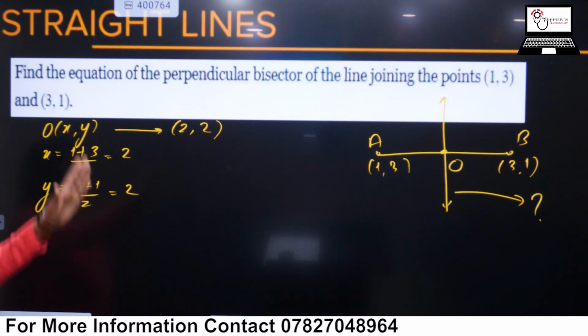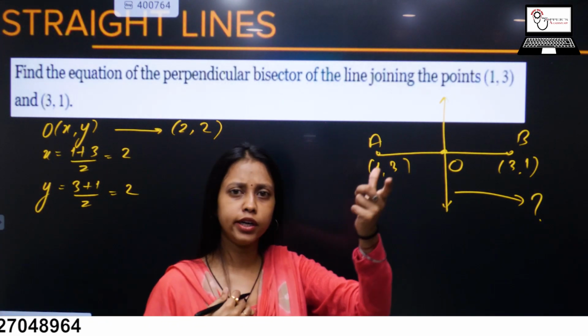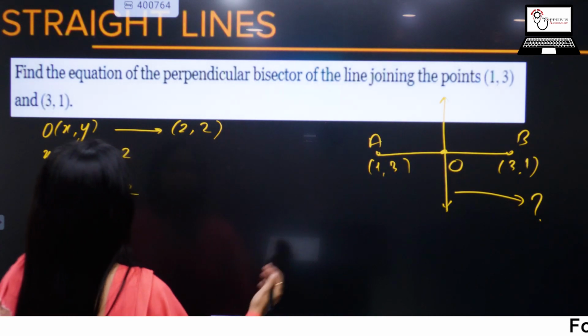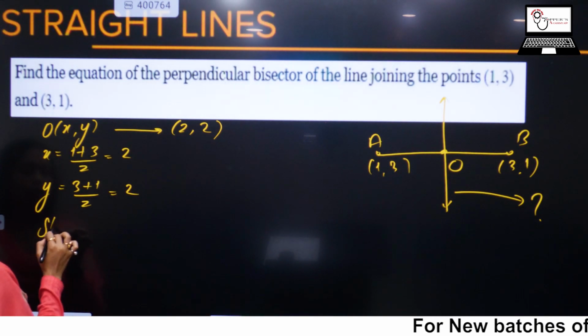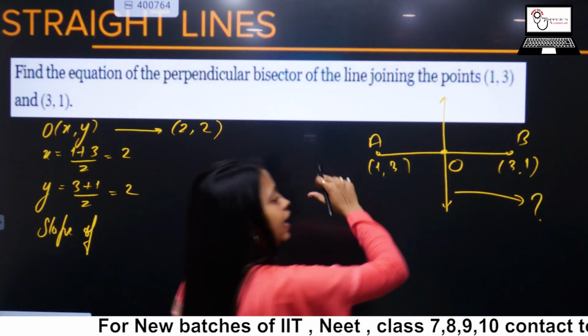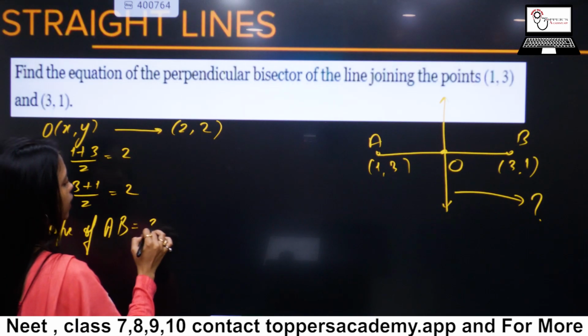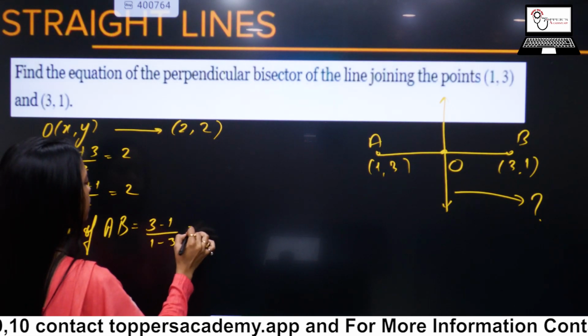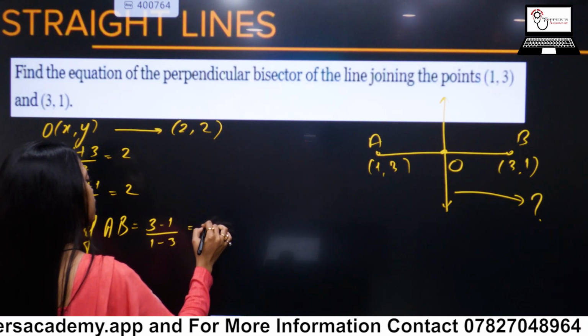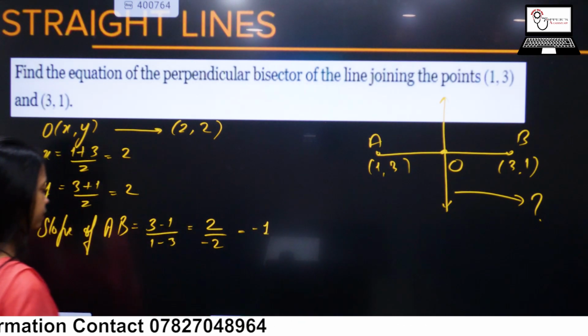Right? Now, for the equation of that perpendicular bisector, I already have a point on it. I already have 2 comma 2 on it. And what about the slope? Slope of this line AB. Slope of AB is y2 minus y1 upon x2 minus x1. So, this is 2 by minus 2, which is minus 1.